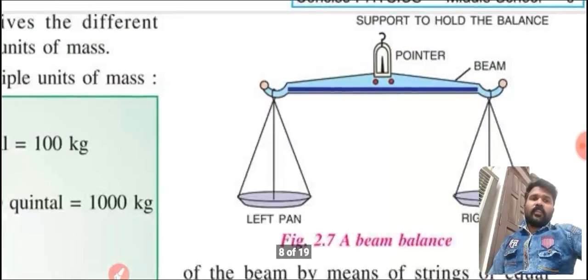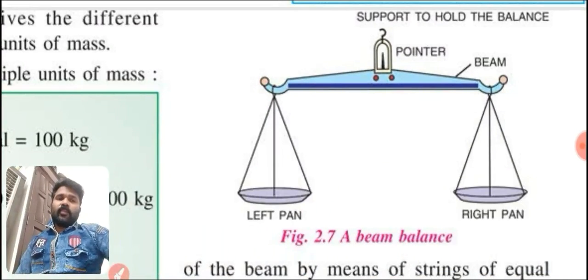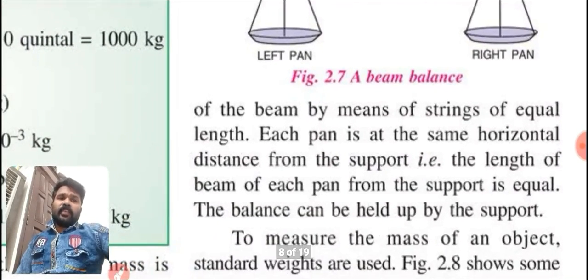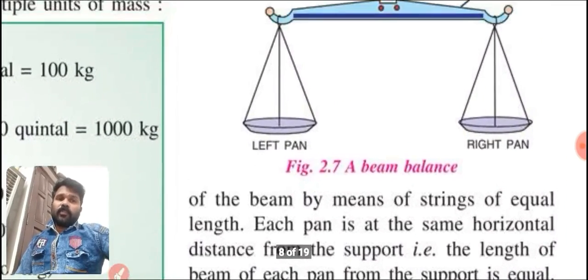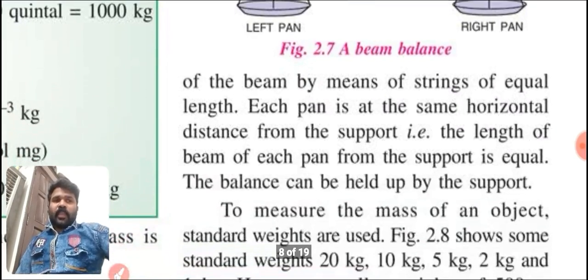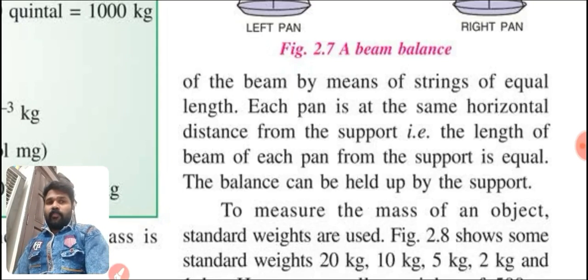You can see once again the diagram here: pointer, beam, left pan, right pan, everything you can see. Each pan is at the same horizontal distance from the support. That is, the length of beam of each pan from the support is equal. The balance can be held up by the support.